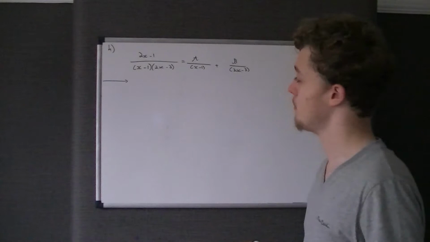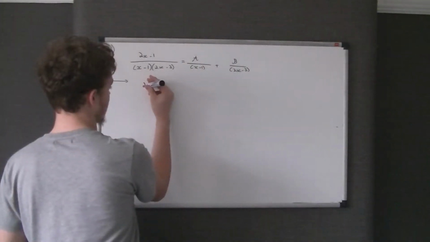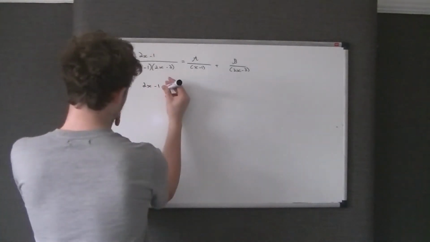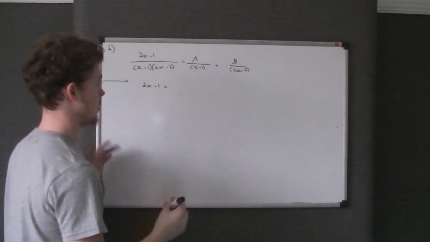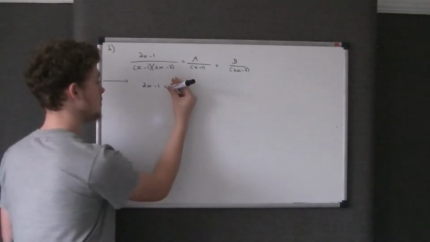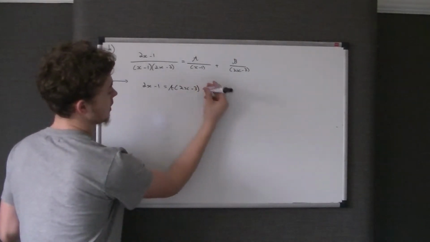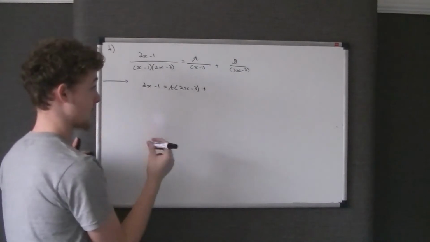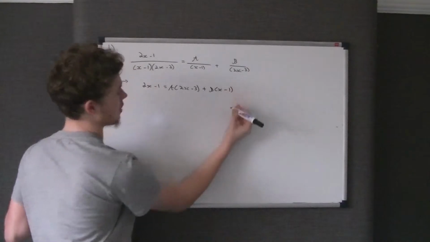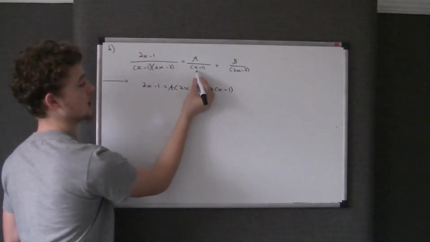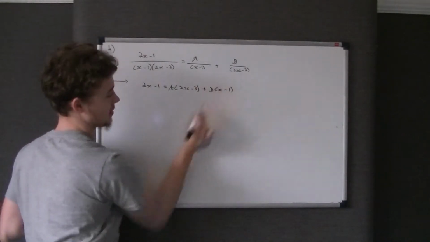So in this case, we times both sides by x take 1 to x take 3. Obviously that leaves just 2x take 1 on the left hand side. And when we times A over x take 1 by x take 1 to x take 3, the x take 1's cancel, so we're just left with A times 2x take 3. In the case of B, the 2x take 3's cancel, and we're just left with x take 1.